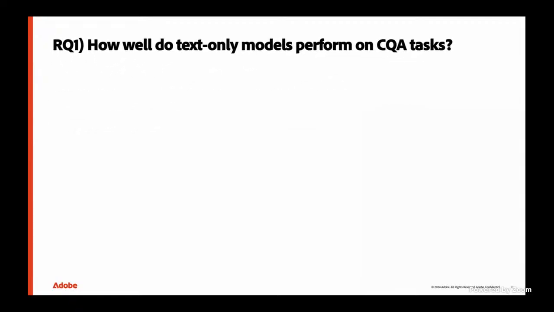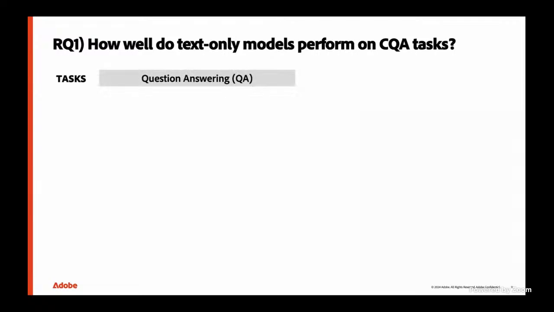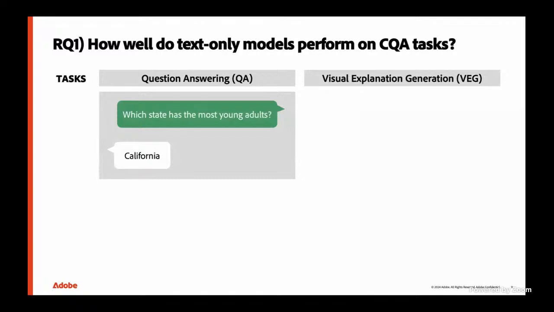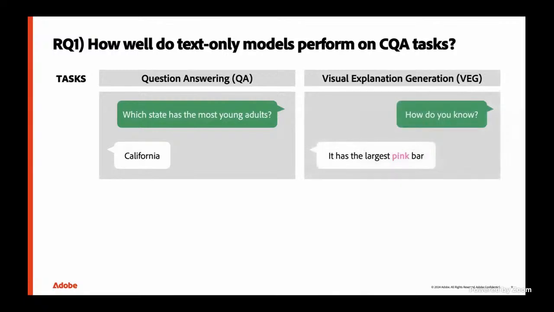We consider two different tasks, question answering and visual explanation generation. Q&A tasks are more data-driven, like the question we saw before, which state has the most young adults? Visual explanation generation, on the other hand, relies on details of the visualization encodings to answer questions like, well, how do you know? With an answer, it has the largest pink bar.